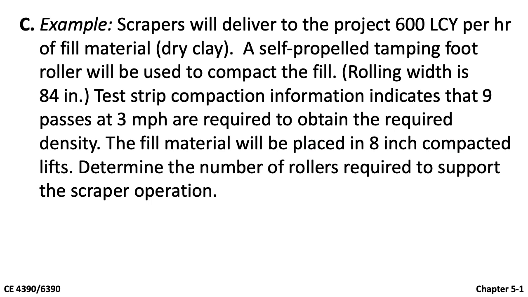Now, let's do an example on how to estimate compaction production. Scrapers will deliver to the project 600 lcy per hour of fill material. It is dry clay. A self-propelled tamping foot roller will be used to compact the fill. The rolling width is 84 inches. Test strip compaction information indicates that 9 passes at 3 miles per hour are required to obtain the required density. The fill material will be placed in 8-inch compacted lifts. You are required to determine the number of rollers required to support the scraper operation.